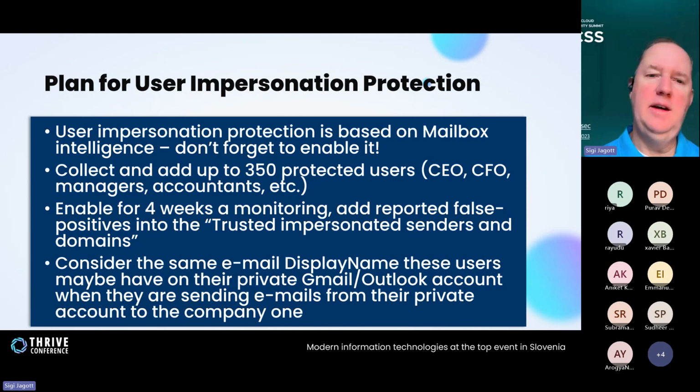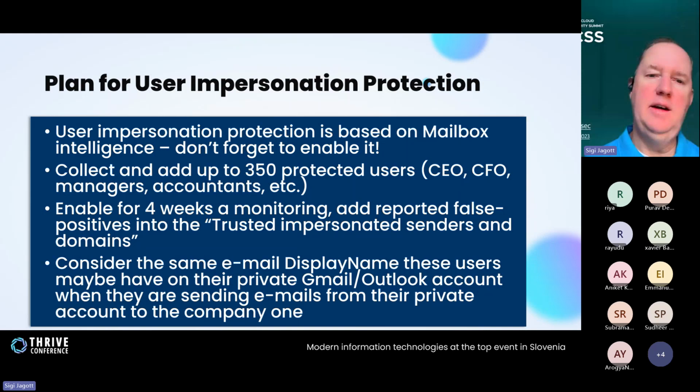User impersonation is based on mailbox intelligence of Microsoft 365. So mailbox intelligence must be turned on in order for user impersonation to be turned on. You can define up to 350 protected users in that user impersonation protection. However, don't turn it on right away. Make sure you understand the implications. So my recommendation is to enable a monitoring policy for user impersonation for 4 weeks. And consider the same for email display name.